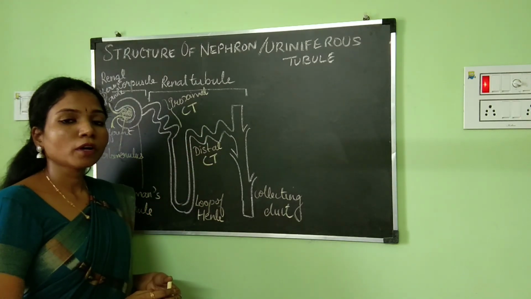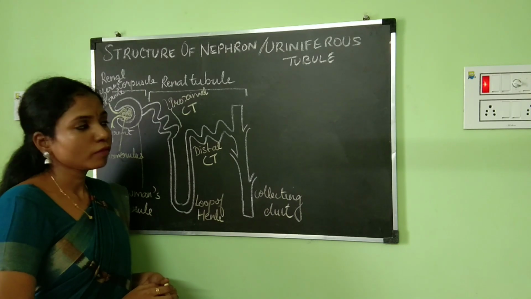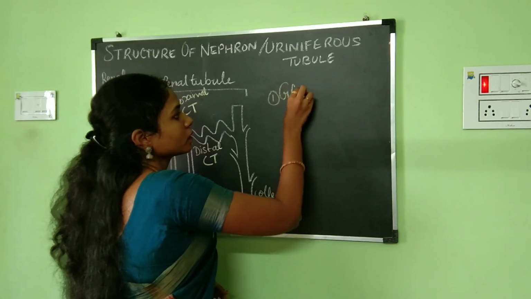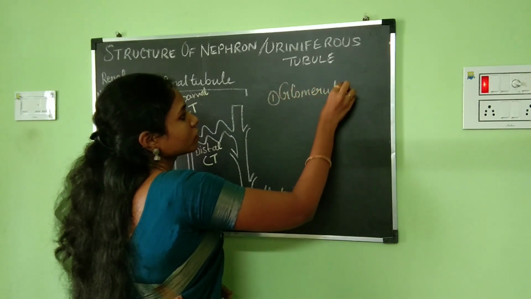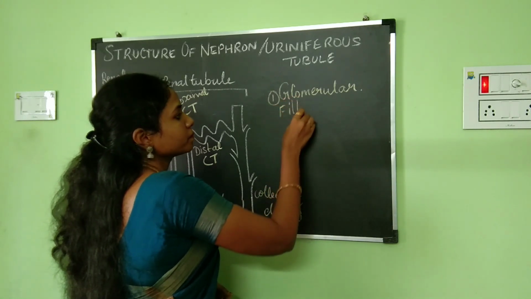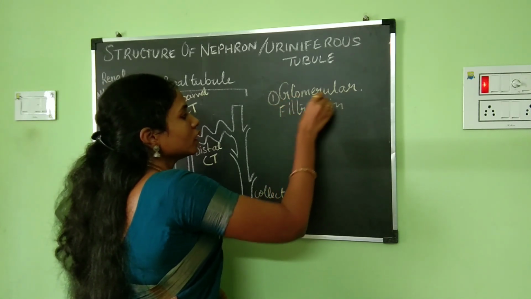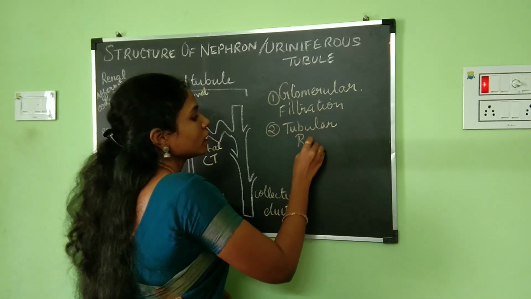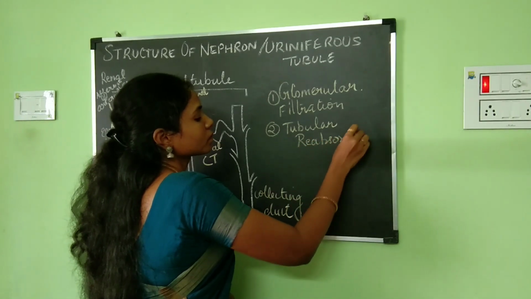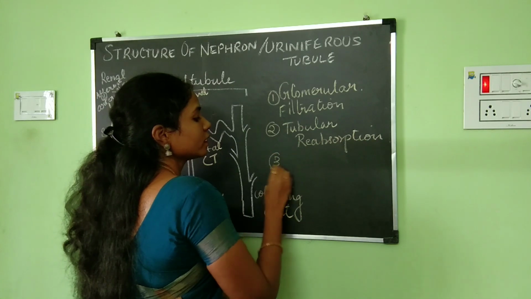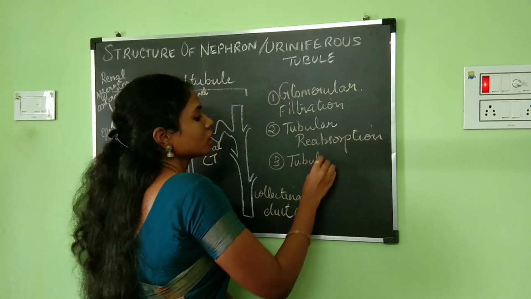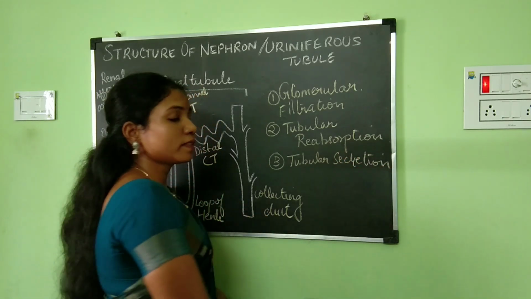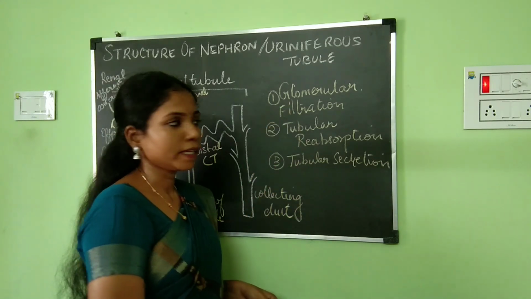Now let's go on to the process by which the nephron helps in the formation of urine. So there are three steps in the formation of urine. The first one is glomerular filtration. The second step is tubular reabsorption. And then the third step is tubular secretion. Now let's see what happens during each of these steps in detail.